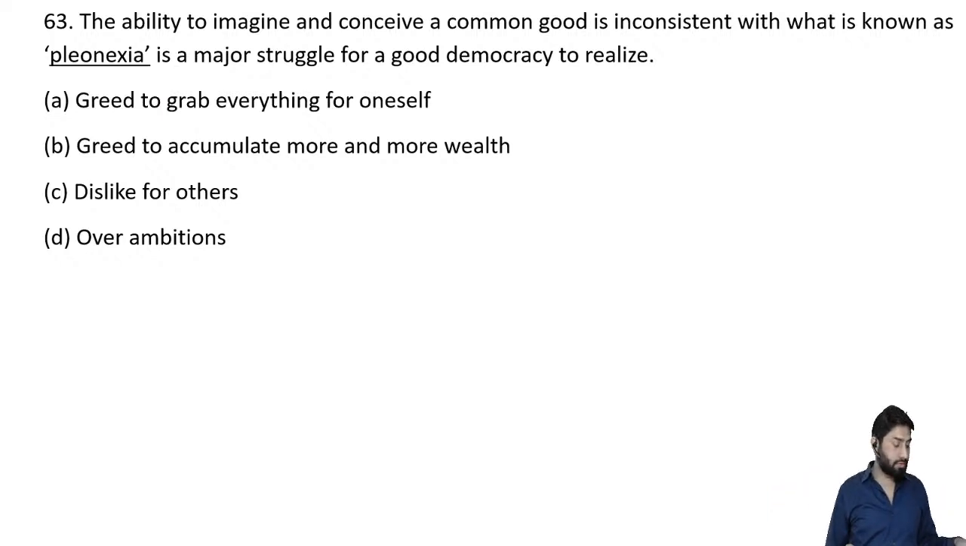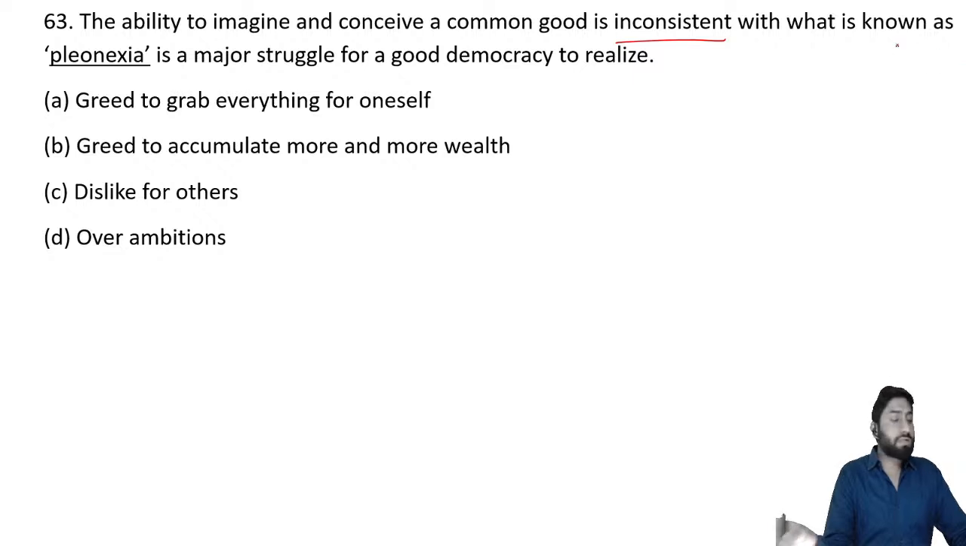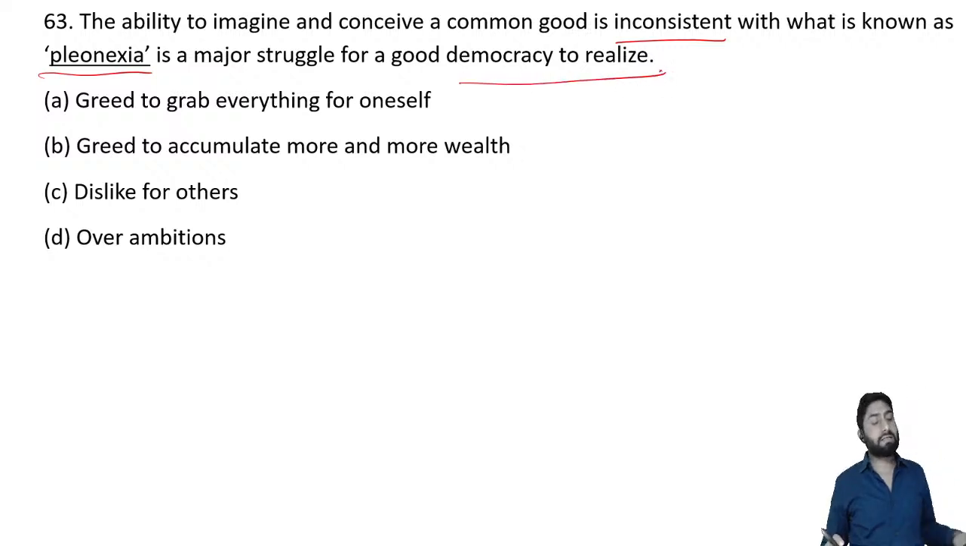Anyway, see the next word. I think that's properly typed, right? So the ability to imagine and conceive the common good is inconsistent with what is known as the pleonexia, is a major struggle for a good democracy to realize. See, this is a new word, I think, which you come across. So these kind of questions, if you're not able to do, you might leave it. Don't. If you're able to do the elimination, you can go ahead with this.